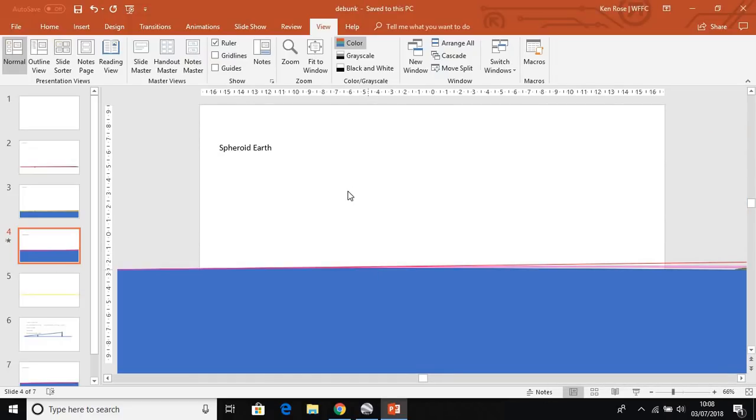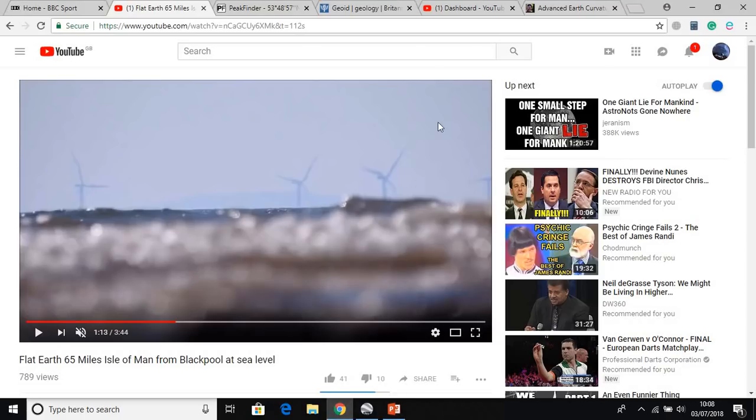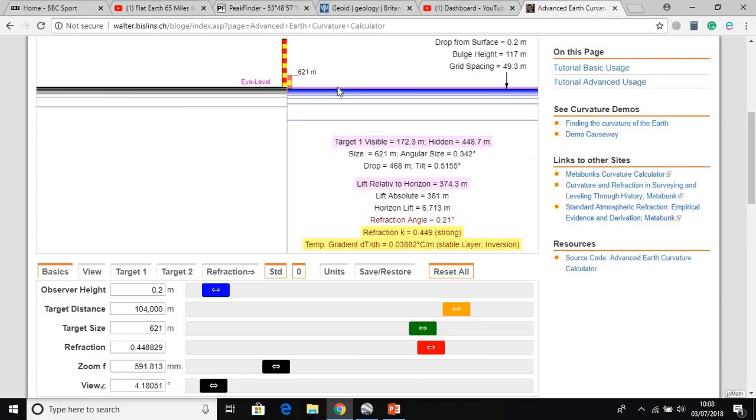So this modelling more matches what we observe in reality, a spheroid Earth and a flat Earth. Walter's calculator: what we observe more matches his globe calculator than his flat Earth calculator.